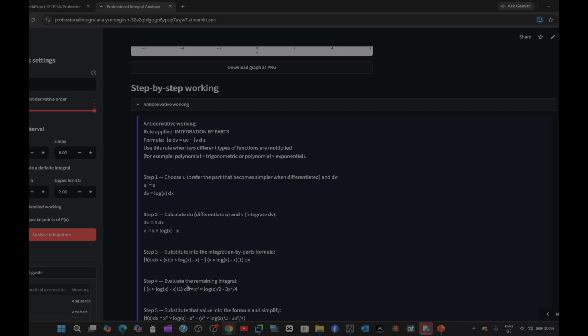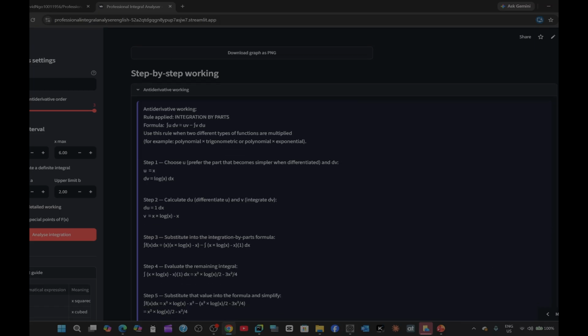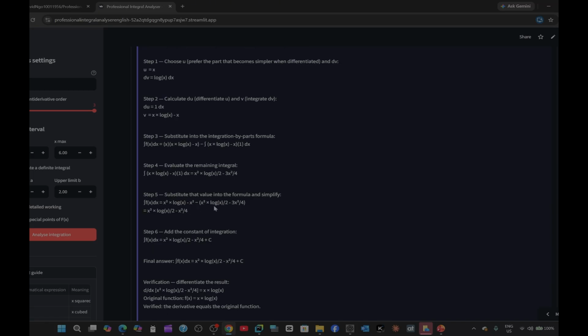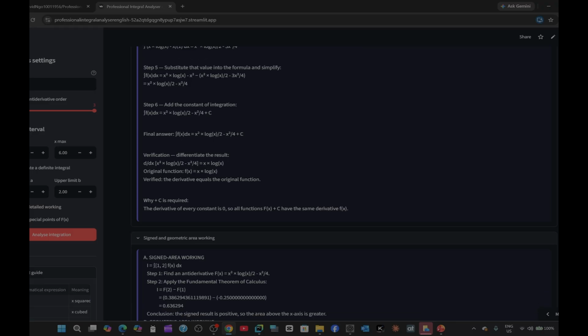From there, step 4, evaluate the remaining integrals. You get all these. Okay. Step 5, you substitute the value in the formula and simplify. That's step 5. Okay. Step 6, you add the constant of integration. One step by step. So the final answer will be this, the final answer. All of this can be verified by taking the derivative. You come back to the same result.